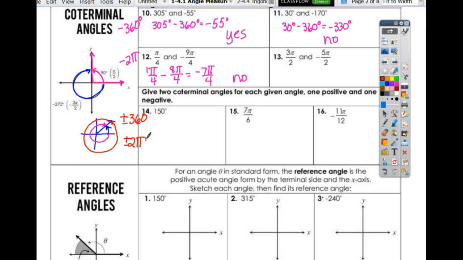All right? So 150 plus 360 and 150 minus 360. So I get negative 210 and positive 510. Sorry.